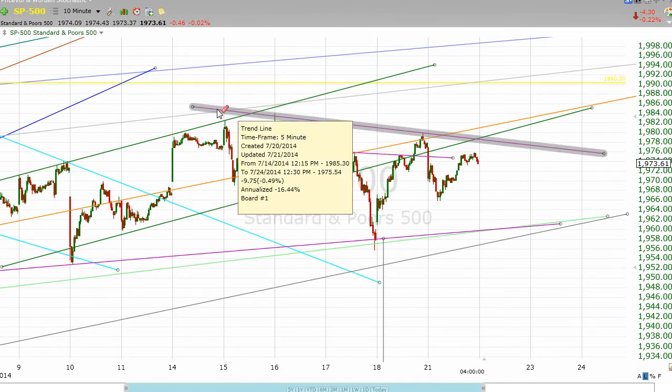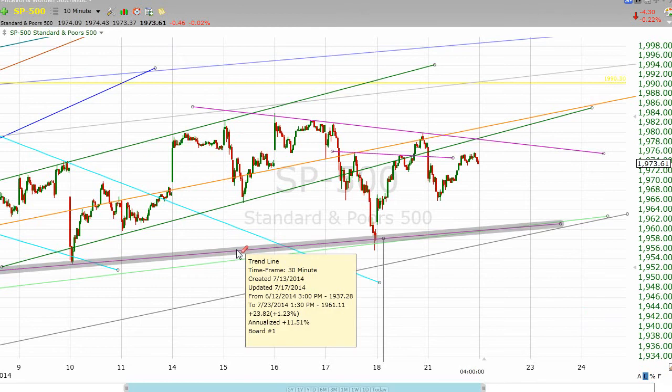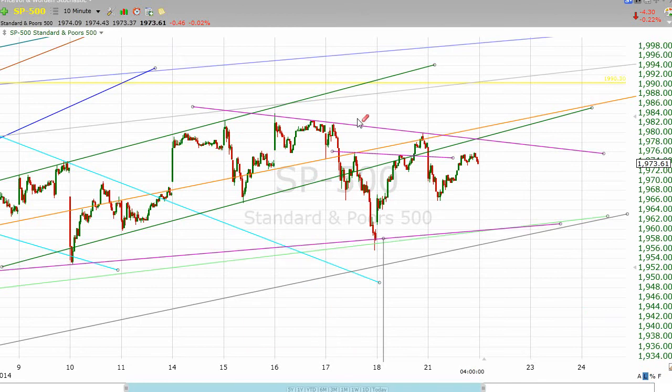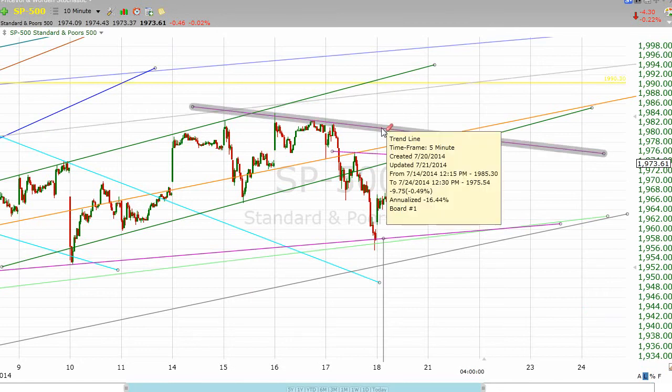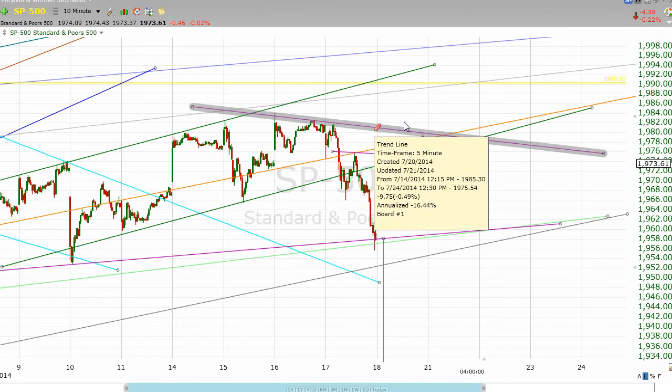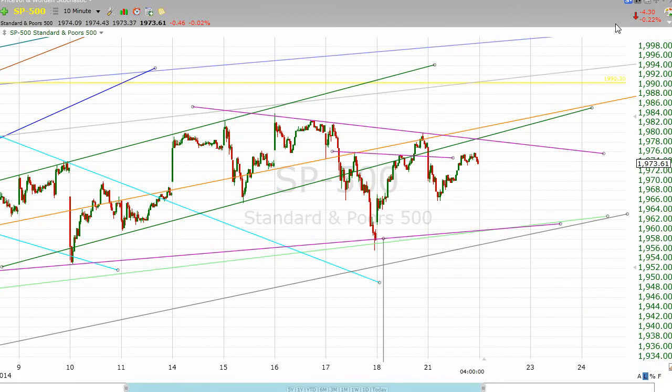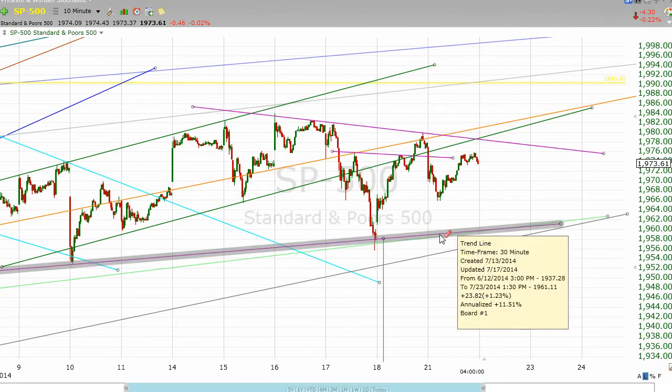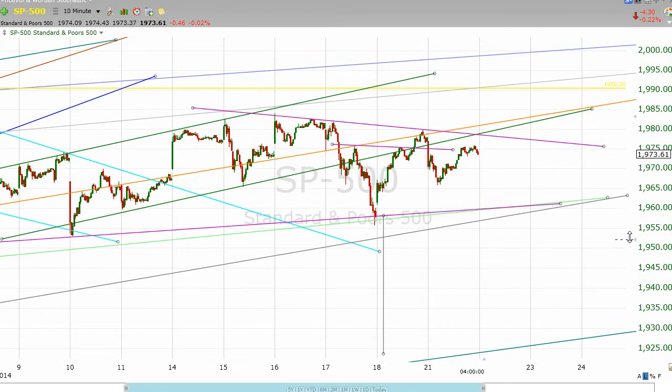So I think these are the two lines to watch. If you see something else, please pipe up and I'll try to include it at some point this week. But right now it just looks to me like get over this, then we're good for a run at 2000. Break down below this, then we are likely going to head back down into the 1920s. It's just simply the way it looks to me right now.